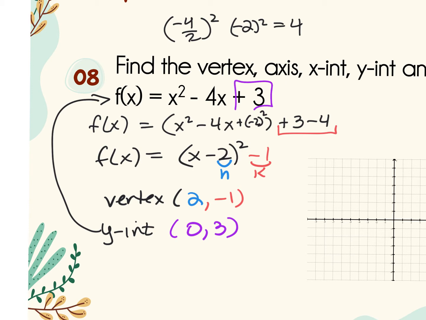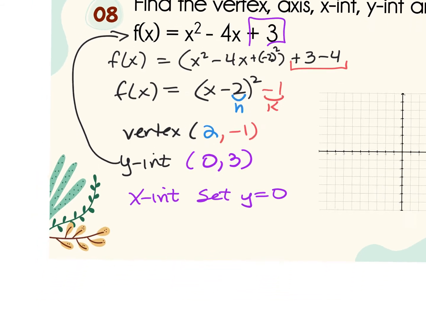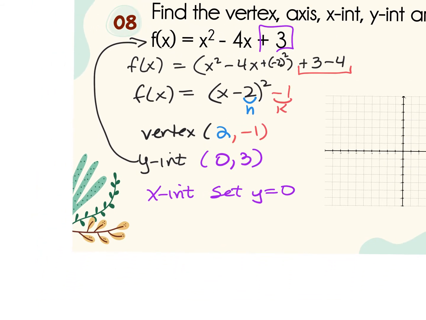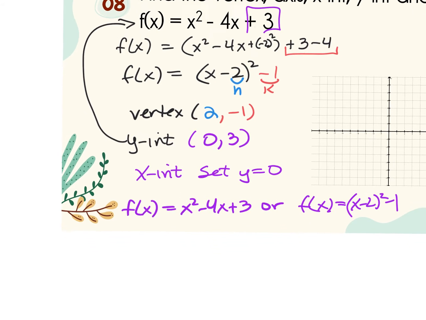Now, whenever you want to find your x-intercepts, remember you're setting y equal to 0. Now, what I can either choose to do is use my original f of x, x squared minus 4x plus 3, or I can use my newly found vertex form and solve either one. It doesn't matter. It's up to you. So I can show you both ways.